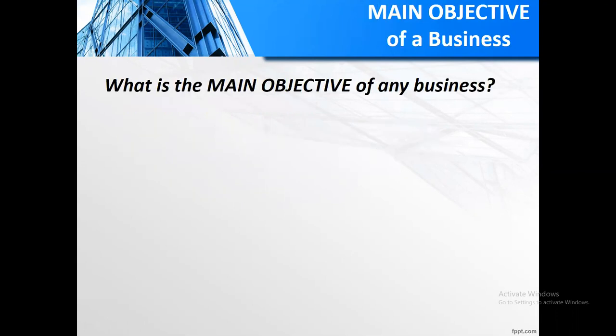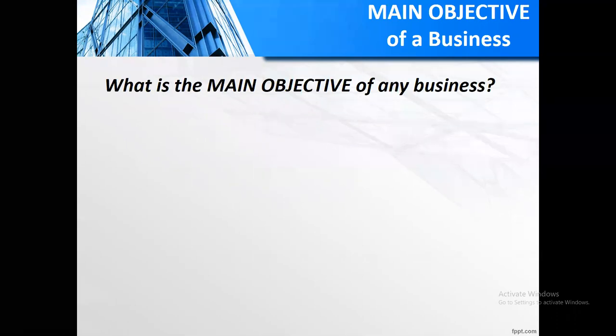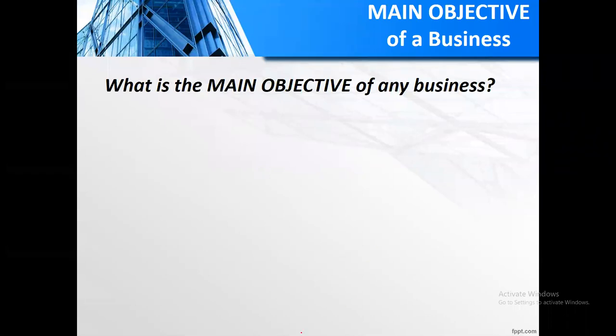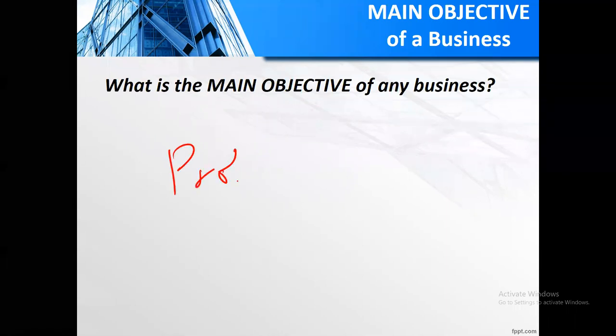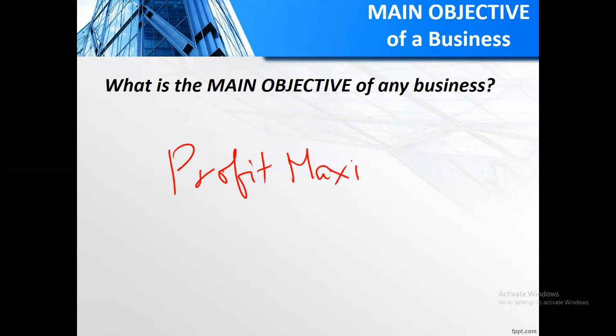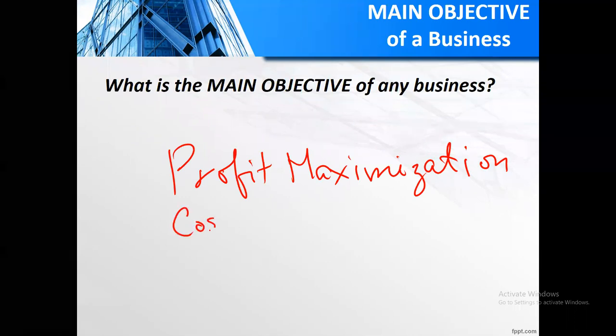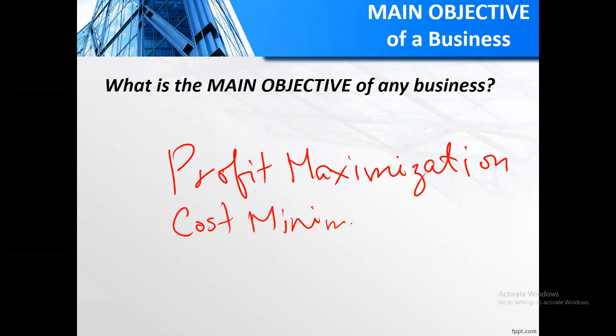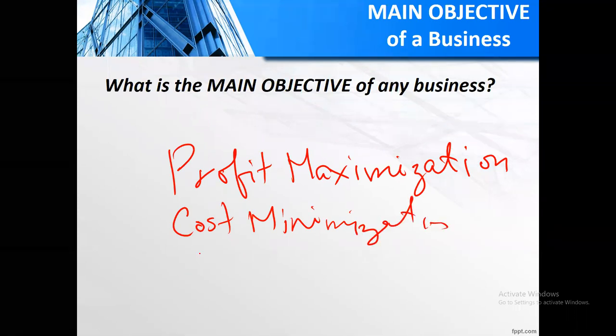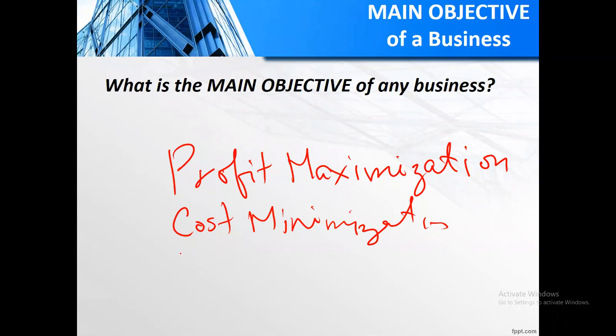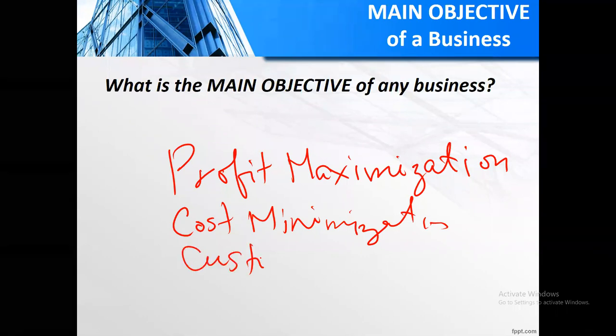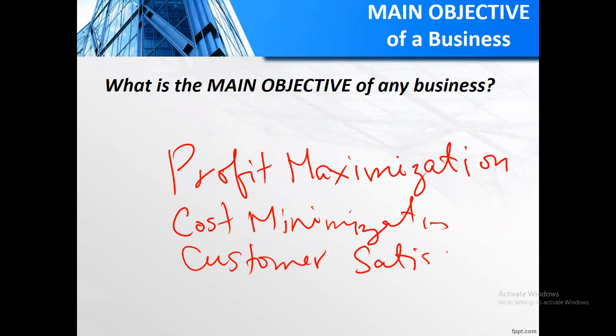Okay. I asked you a while ago, what is the main objective of any business enterprise? Now, you might think, ang number 1 answer kanina sa inyo is what we call profit maximization. Sabi niyo, ang main objective ng business is profit maximization. Another answer offered was cost minimization. And then there was another answer, which is to maximize customer satisfaction.